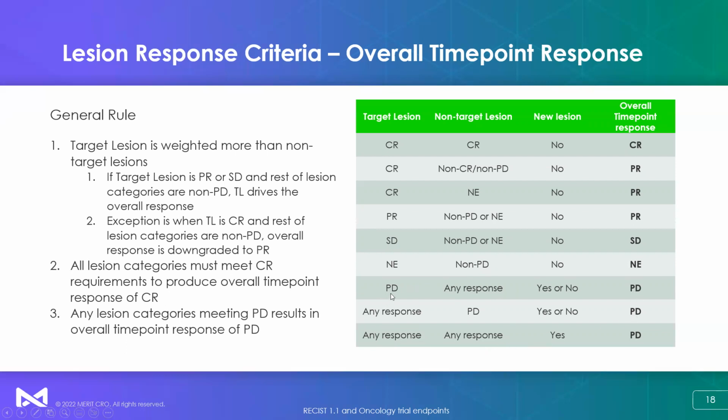So for instance, if non-target lesions is a PD, it would not matter what value we have for the target lesions or new lesions, we will automatically have a PD. And also any case where new lesion presence would indicate a new metastasis also automatically gives a PD to the overall time point response.